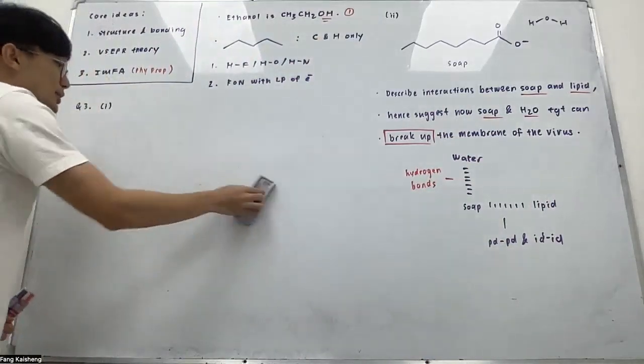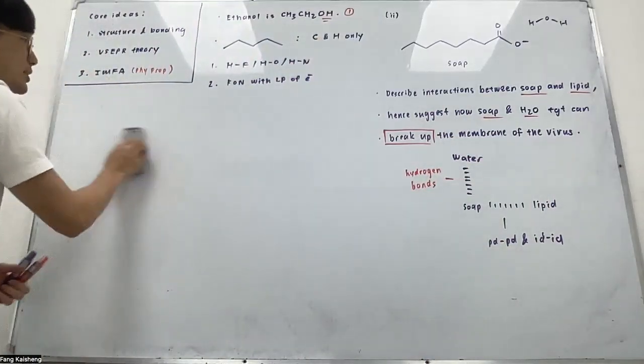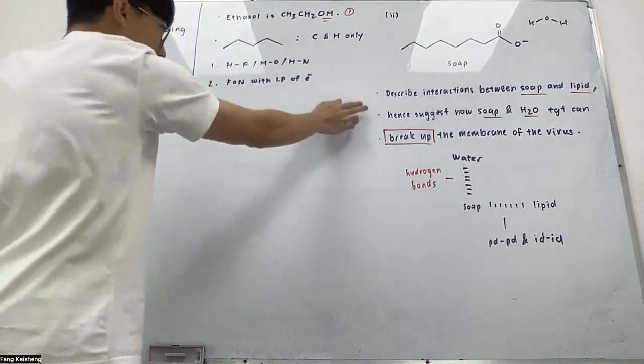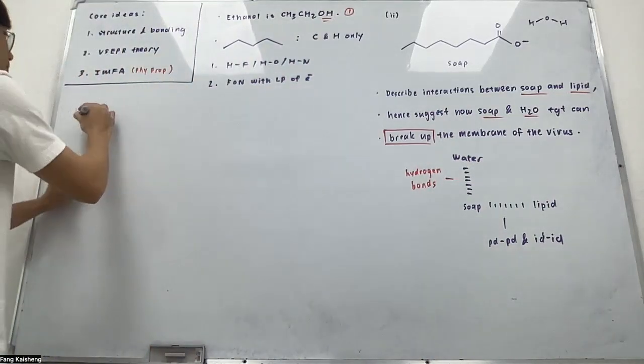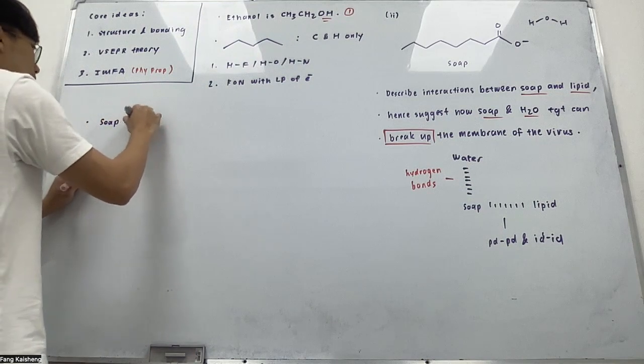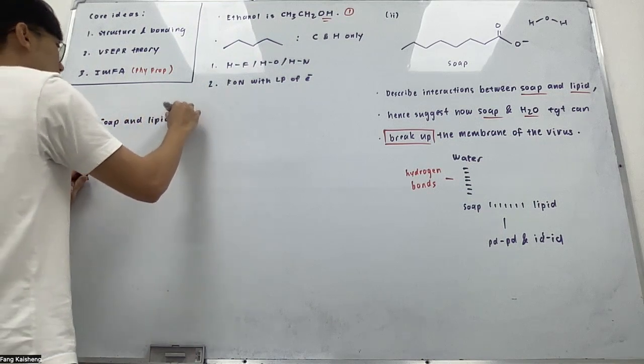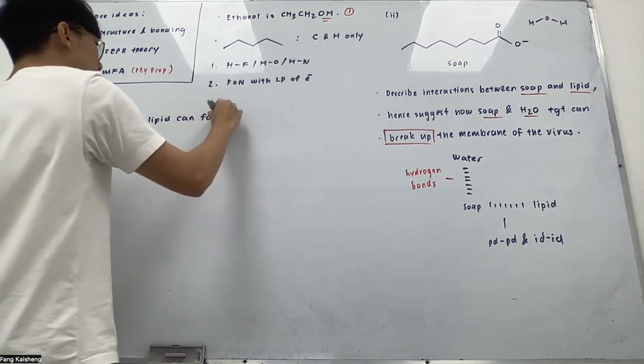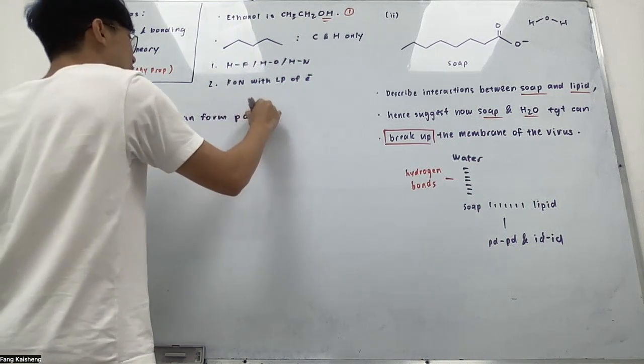Okay, so application questions like these are not easy to phrase. Okay, so I'll show you guys how to answer this question. Okay, I split it into three parts. We're going to do the same thing. First, you can tell me, okay, soap and lipid, okay, can form PD-PD attractions, but you need to specify where.